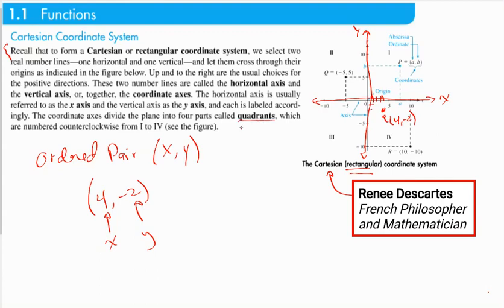And finally, they want us to recall that the coordinate system is divided into 4 quadrants, and we number those quadrants starting with the first quadrant in the top right corner. That is where both the x and the y values are positive, and we move in a counterclockwise rotation when we number. So here's quadrant 2, quadrant 3, and quadrant 4.